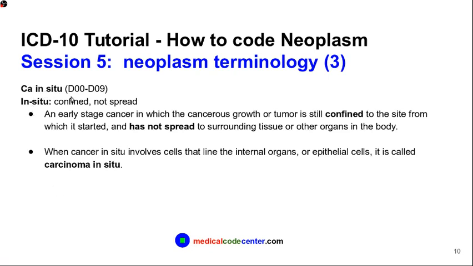And for CA in situ, as I mentioned earlier, CA means cancer or carcinoma. So CA in situ ranges from D00 to D09. In situ here means confined, and the neoplasm has not spread. So in situ is an early stage of cancer in which the cancerous growth or tumor is still confined to the site from which it started and has not spread to surrounding tissue or other organs in the body. When cancer in situ involves cells that line the internal organs, or epithelial cells, it's called carcinoma in situ.